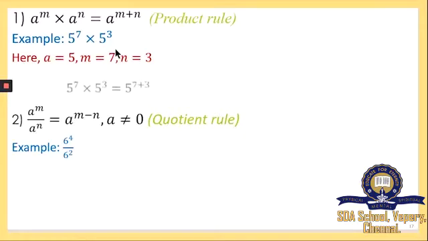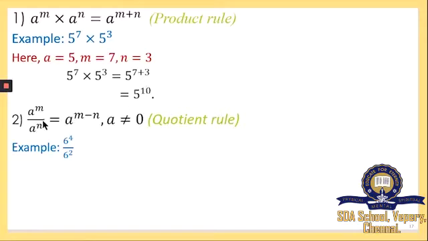Now we are going to apply the law. So a power m plus n, as the law says. Here a is 5 and m is 7, so 7 plus n is 3. So 5 power 7 plus 3. Now if you add the exponents, it becomes 7 plus 3, 10. So the answer is 5 power 10.